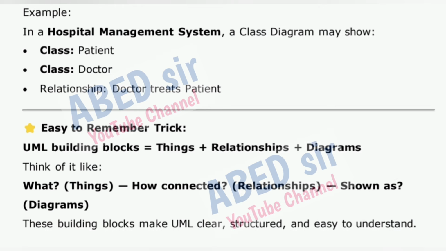Easy to remember trick: UML building blocks is equal to things plus relationships plus diagrams. Think of it like what? Things, how connected. Relationships shown as diagrams. These building blocks make UML clear, structured, and easy to understand.